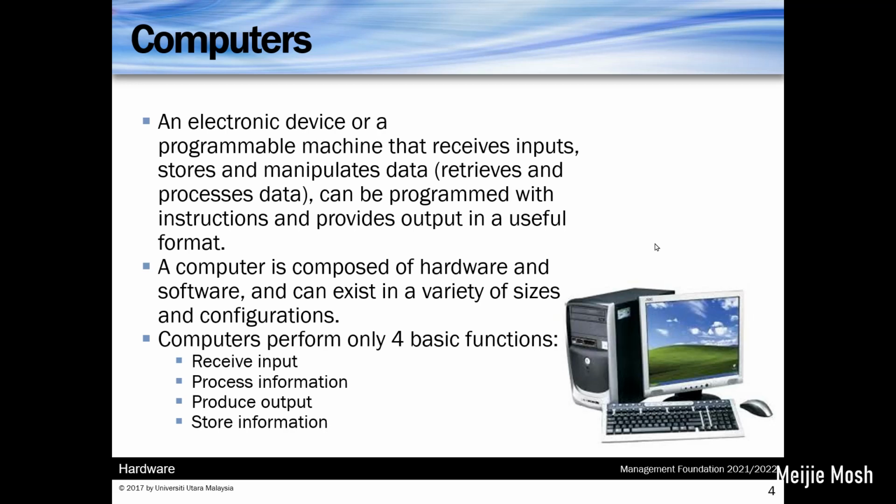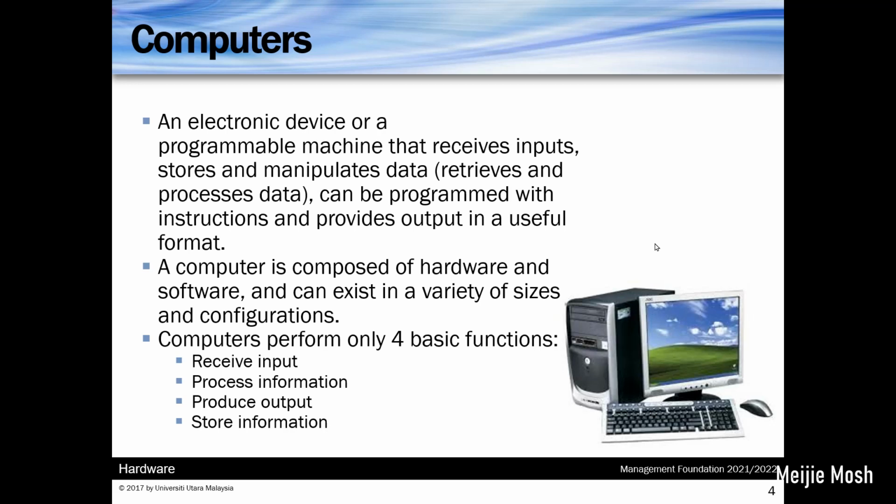One is random access memory, which is used for processing the input data temporarily. And the second one is read-only memory, ROM, which is used to store processed data permanently.